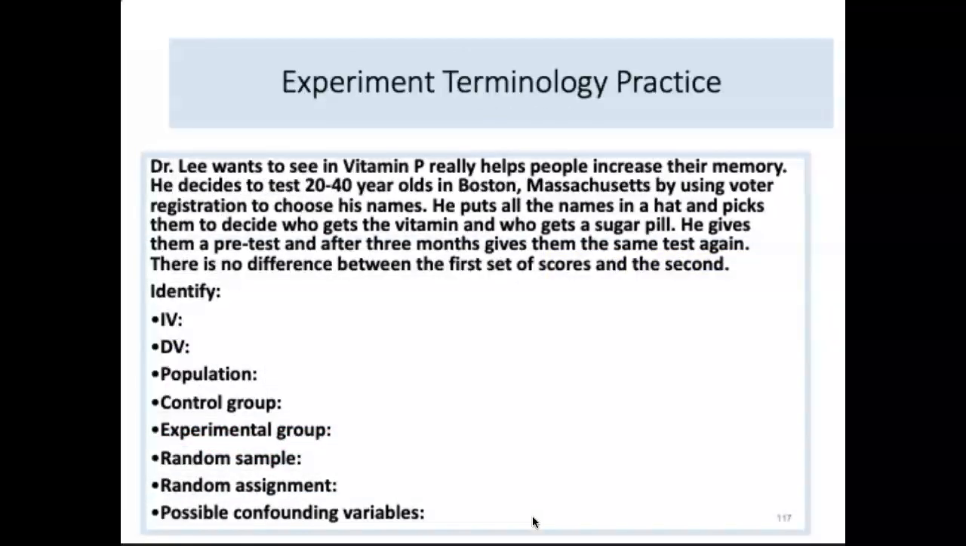Okay, so I'm going to just have you guys go ahead and practice your terminology from what you learned today through experiments. So go ahead and read this example, and then I want you to try to identify the IV, the DV, the population, the control group, experimental group, random sample, random assignment, and possible confounding variables. And then I will post the answer for you at the end. All right?